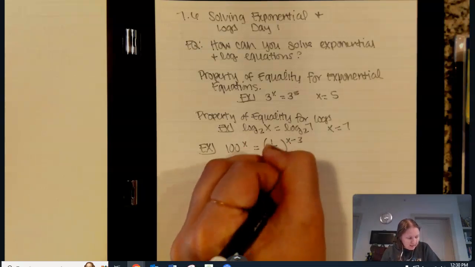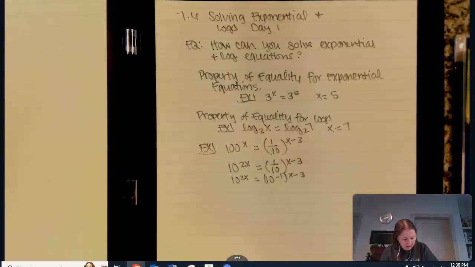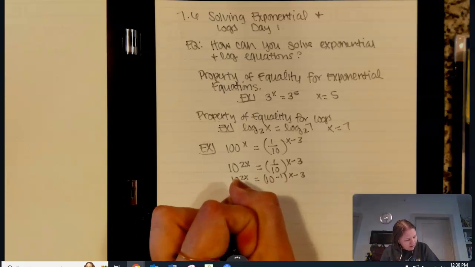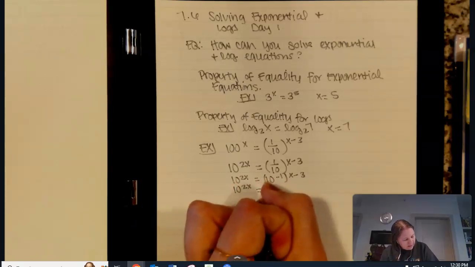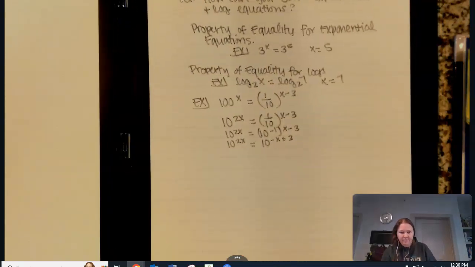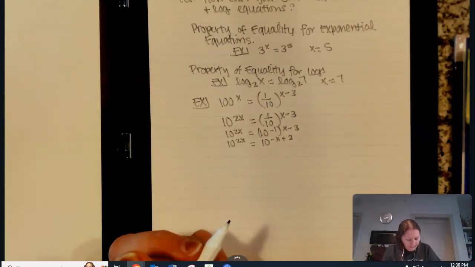So I know that 1/10 is 10 to the negative 1. And then I can just distribute that negative 1 to the x minus 3. So I have 10 to the 2x is equal to 10 to the minus x plus 3. And that's good there.